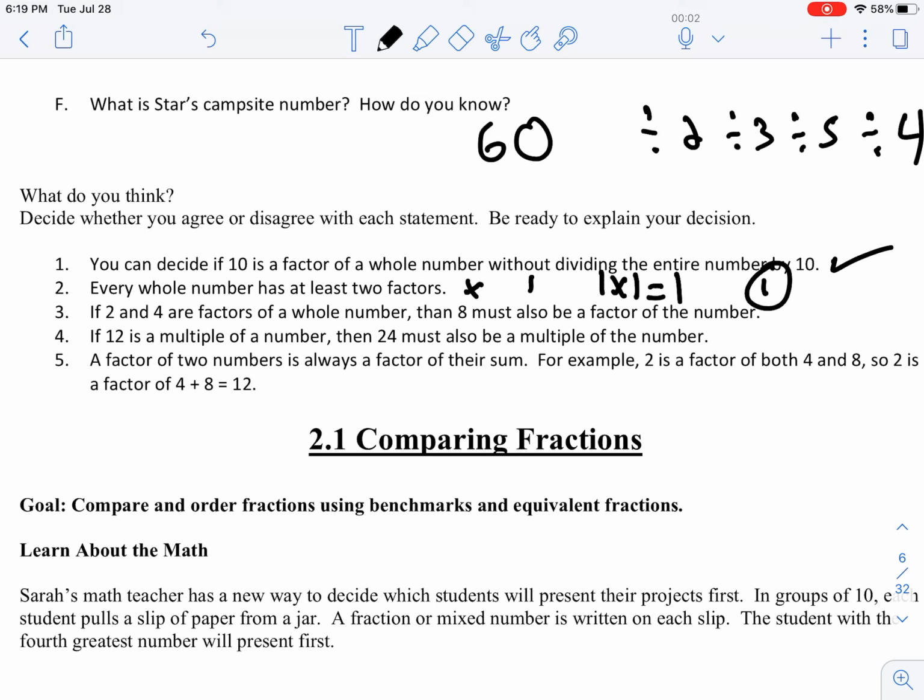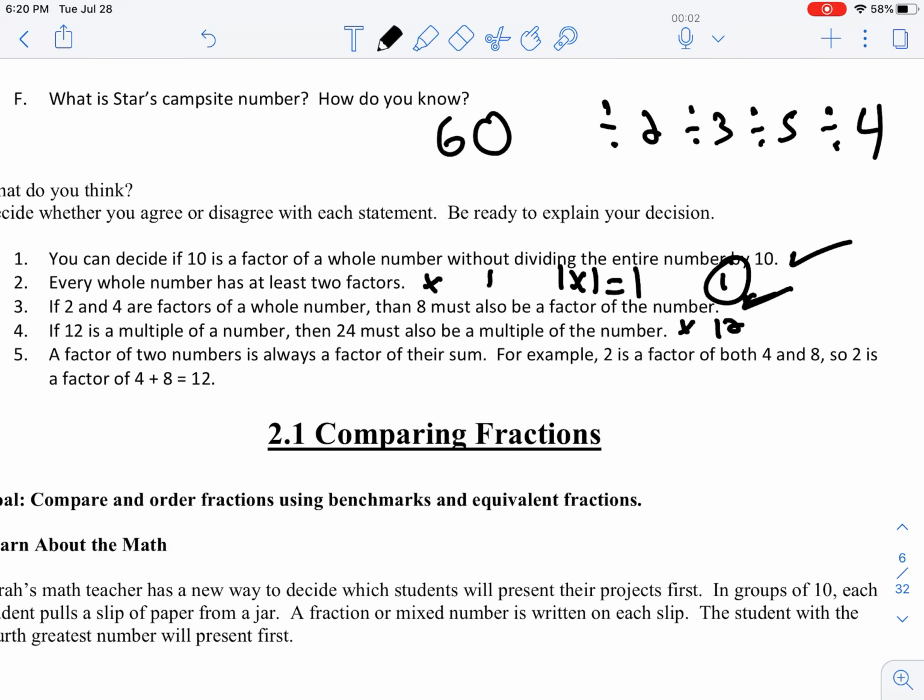If 2 and 4 are factors of a whole number, then 8 must also be a factor of a whole number. This is true. If 12 is a multiple of a number, then 24 must also be a multiple of that number. Well, this is not true because 12 is a multiple of 12, but 24 is not. So that's not true. A factor of two numbers is always a factor of their sum. For example, 2 is a factor of both 4 and 8, so 2 is a factor of 4 plus 8 equals 12. Is this true or not?